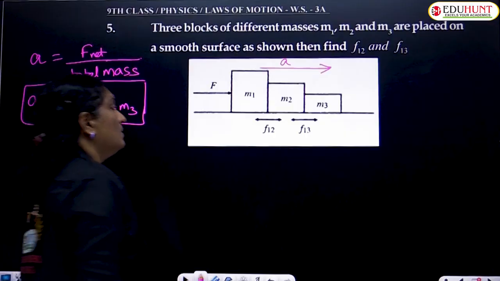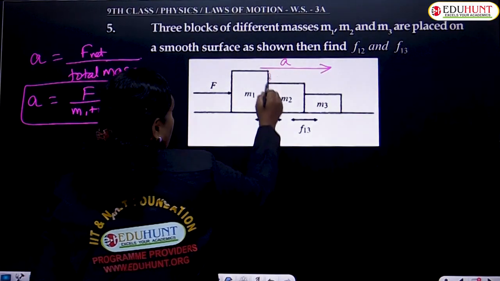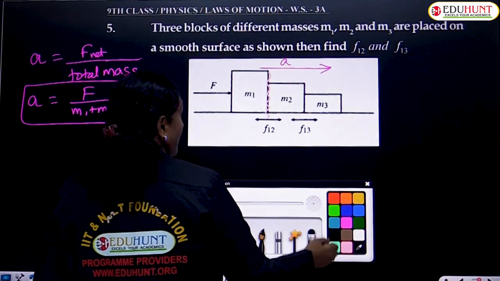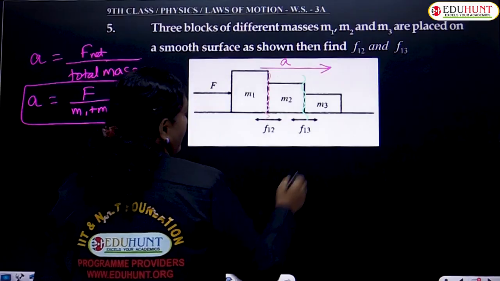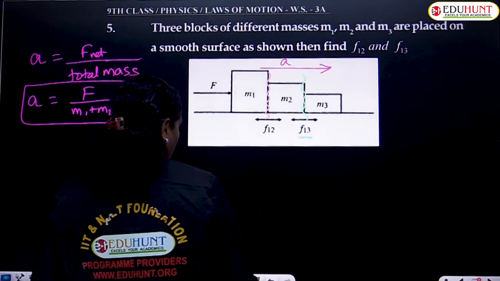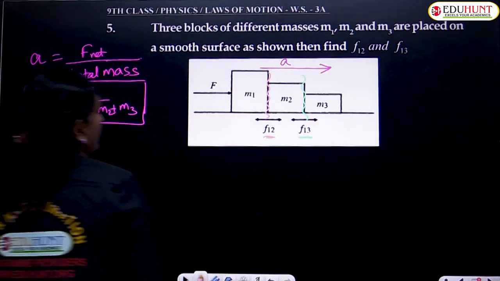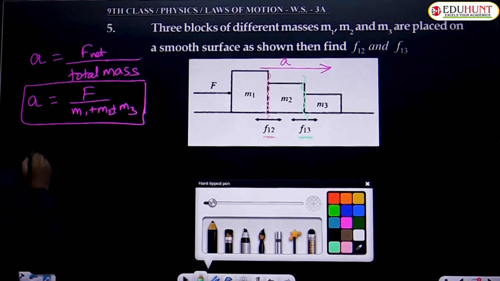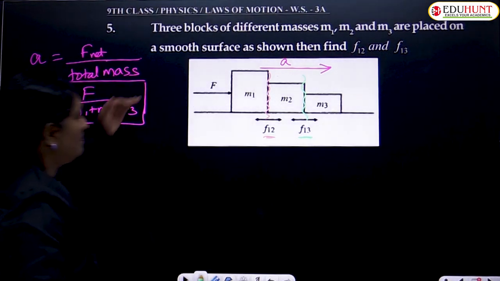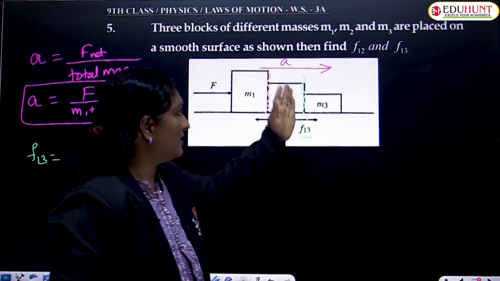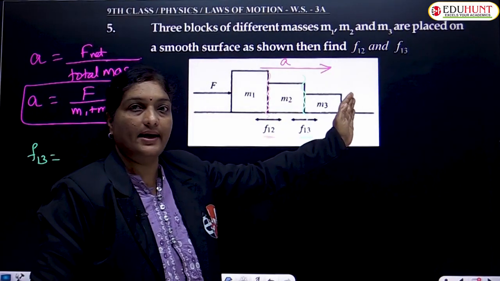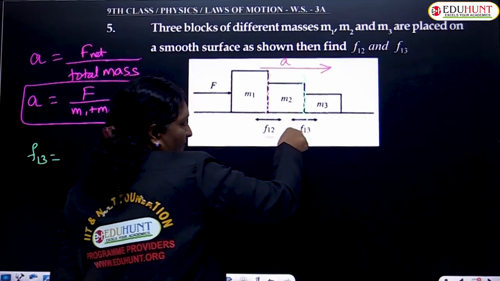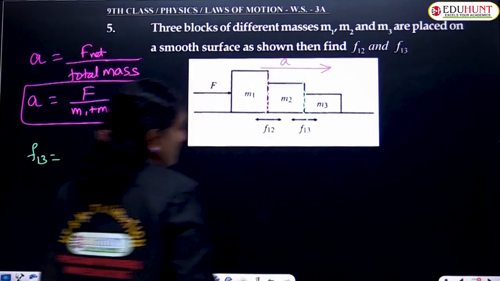But you are asked to find the contact force between M1 and M2, indicated by F12, and the contact force between M2 and M3, indicated by F13. So let us find them. First of all, let me find F13, then I'll move to F12. Children, if you would like to find F13, because of this force F13, what body is being accelerated, set into motion? Only M3. So this contact force F13 pushes M3 towards the right.